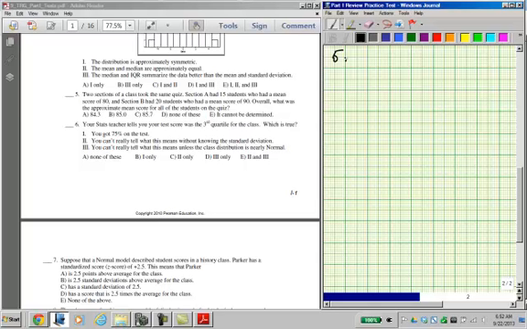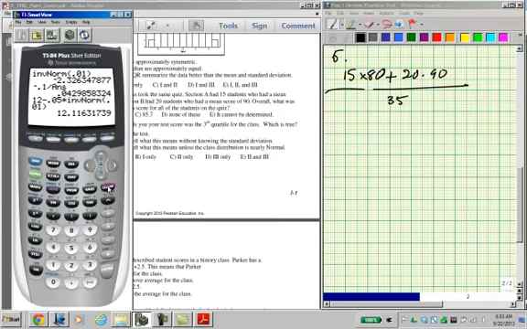This is an old math problem, and you have to weigh your answers, which means you're going to take 15 times 80 plus 20 times 90, and you're going to divide it by the total number of students, 35. So 15 times 80 plus 20 times 90, and divide by 35, and we'll get the calculator here. Let's clear all this off.